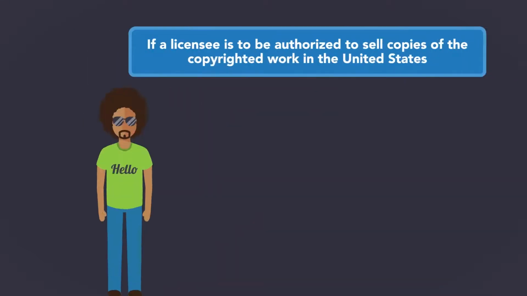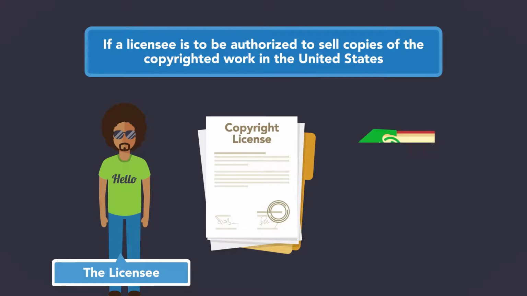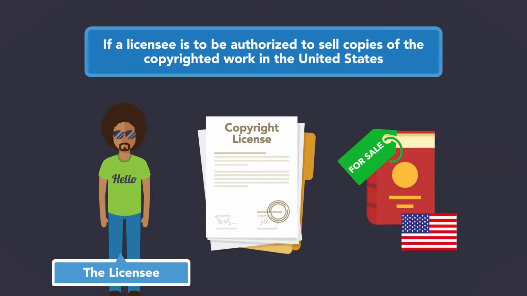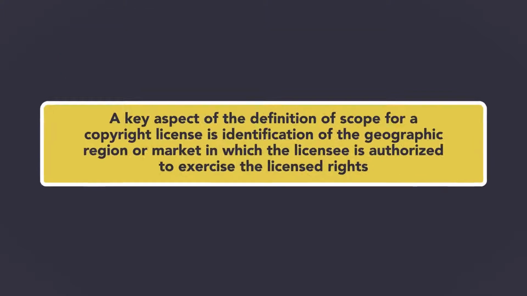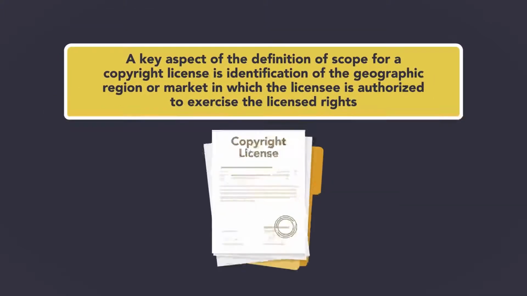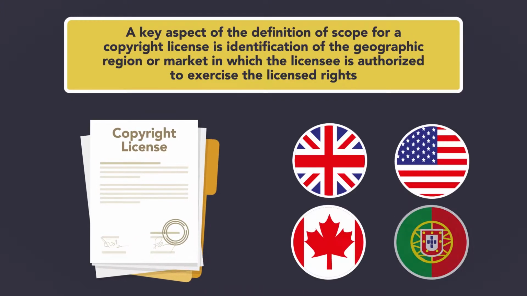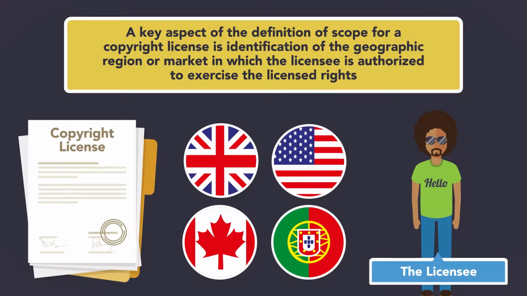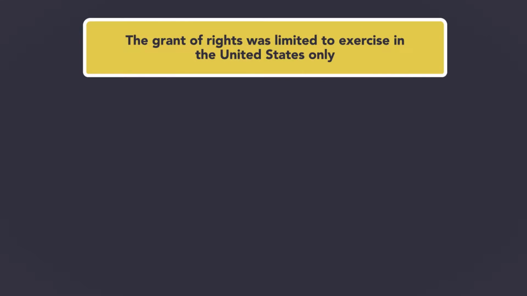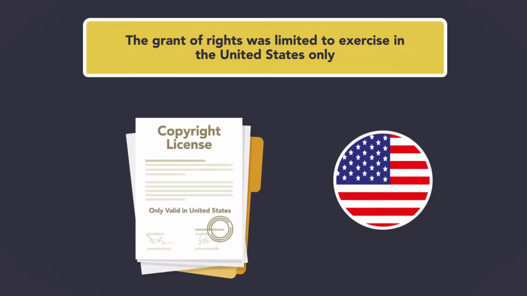For example, if a licensee is to be authorized to sell copies of the copyrighted work in the United States, then the licensing agreement should expressly state the licensee is granted the right to make copies of the work and to sell the work in the United States. A key aspect of the definition of scope for a copyright license is identification of the geographic region or market in which the licensee is authorized to exercise the licensed rights. In the example, the grant of rights was limited to exercise in the United States only.